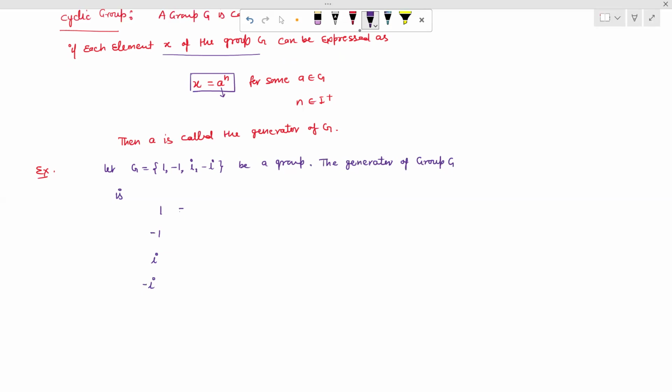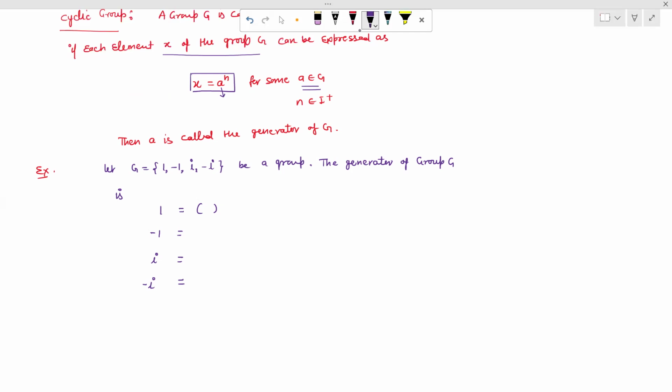So these are x. Now we take a. a is also an element of G, a also belongs to G. So we take any element which gives us all the elements of the group G. So 1 cannot give the element iota, 1 cannot give the element minus iota. So 1 cannot be a generator of G. Minus 1 cannot give us iota and minus iota, so minus 1 is also not a generator of G.